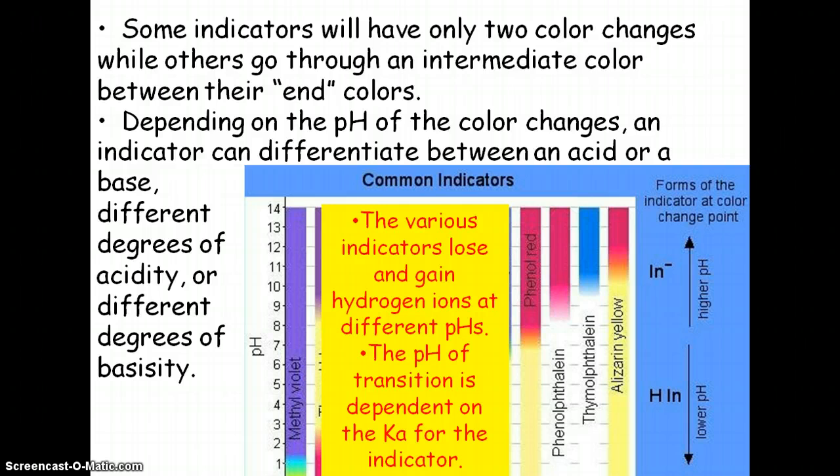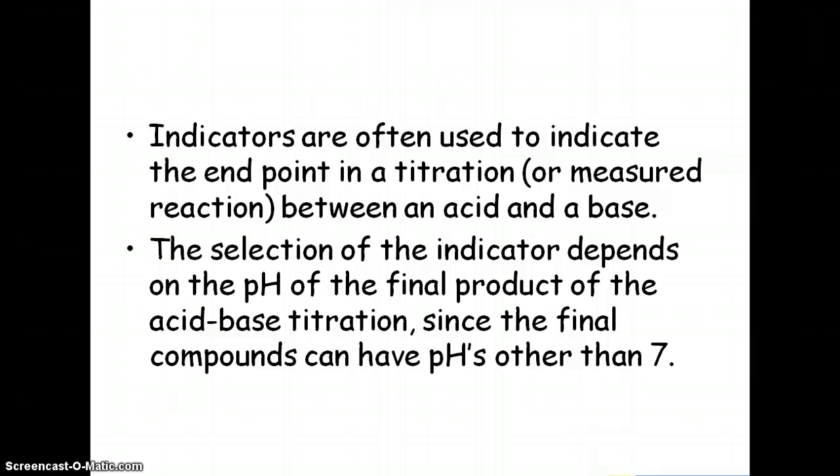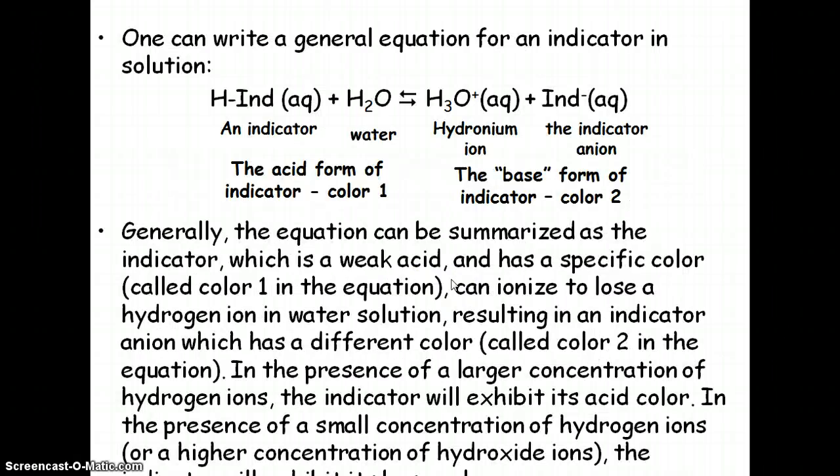The various indicators lose and gain hydrogen ions at different pHs because remember, they're all weak acids. So the pH of their transition is dependent on the Ka, or the equilibrium constant for that weak acid that is the indicator. Indicators often are used in titrations to indicate the endpoint between an acid and a base. And the selection of the indicator depends on the pH of the final product. So you need to know if you're dealing with an acidic salt, a basic salt, or a neutral salt when you're selecting your indicator so that you get the one that's going to give you the best results.